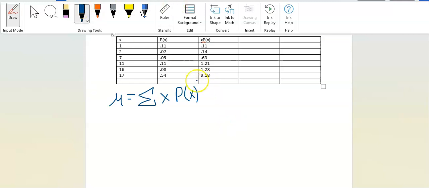And let me get out of the draw feature so I can actually put that in there. 12.55. All right. So we have the answer: the mean is 12.55.